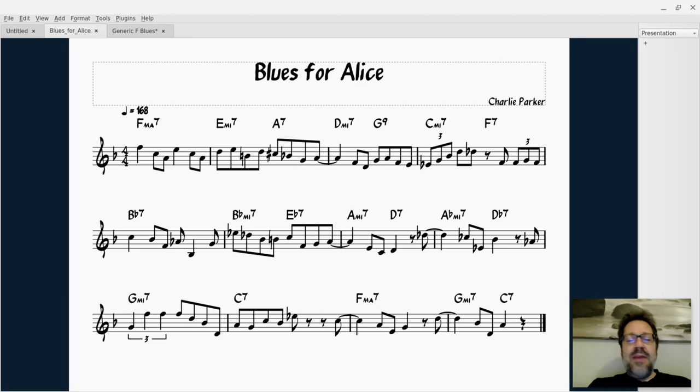Charlie Parker was an alto saxophonist, and this piece of his is one of his most famous pieces. What we're going to look at is the actual composition, the actual melody, and the chord progression to it. And I just want to do some analysis of it.